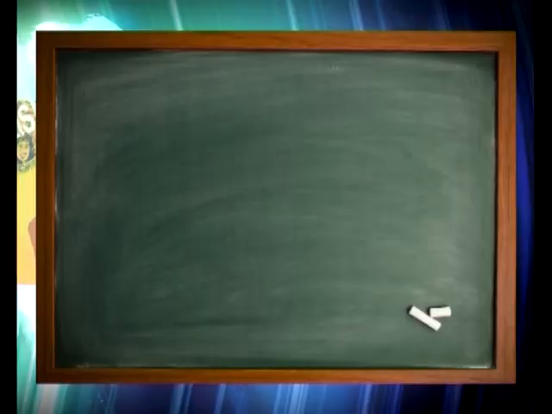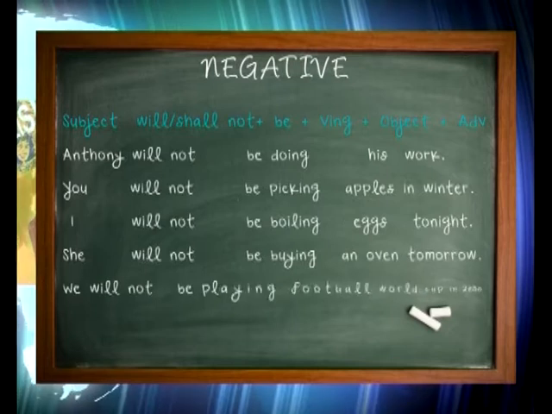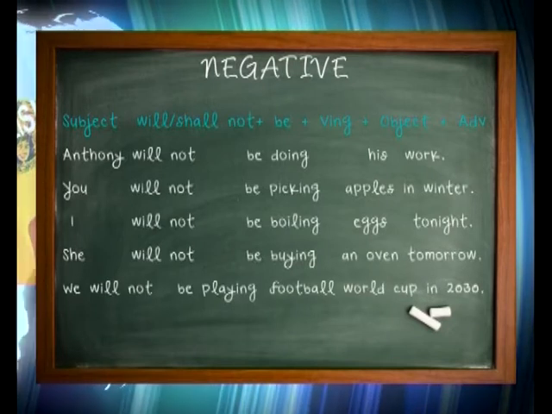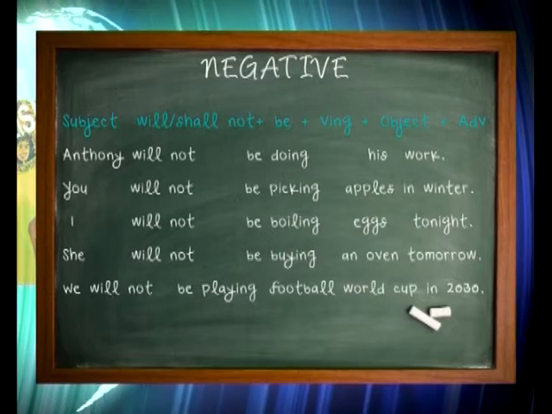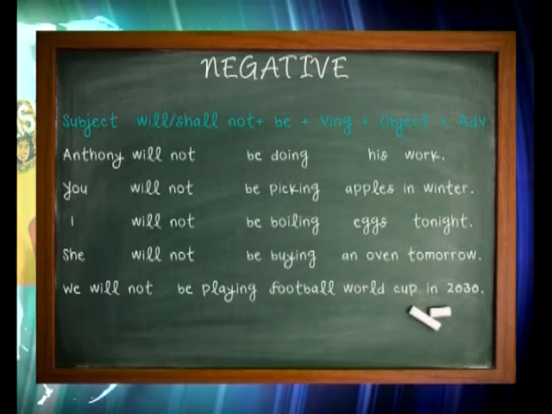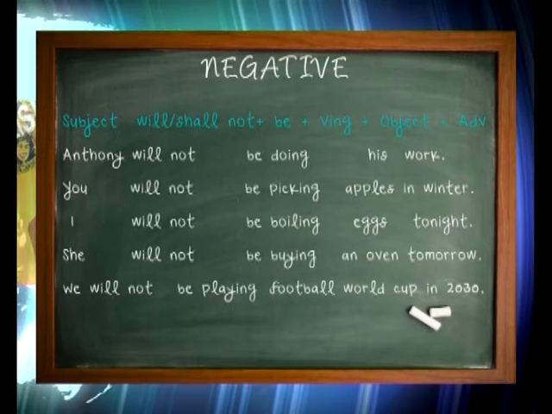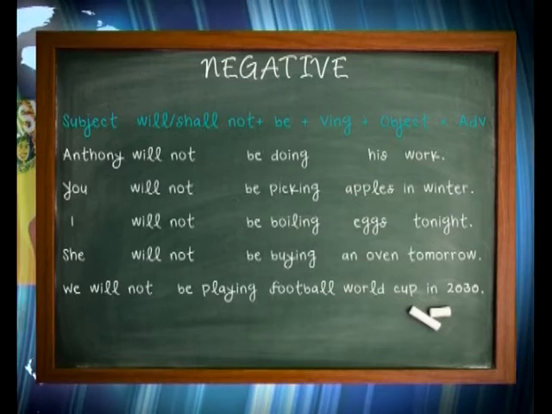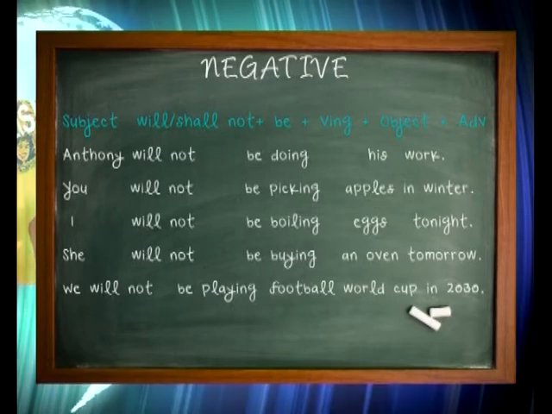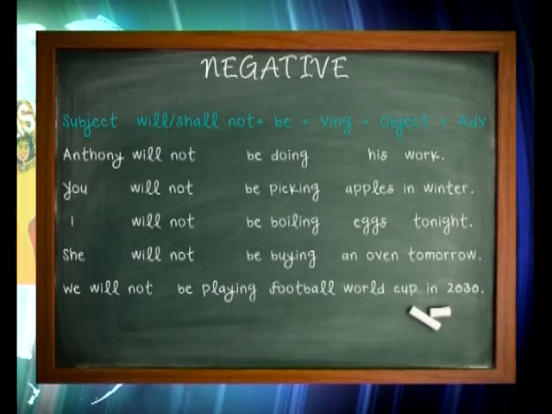We've got the next form, that is negative. Very simple, very easy. Subject plus will or shall according to the subject, and then after that we use not, and then be, as we did in positive, plus the ing form and object if needed. Or if there is no object, sometimes we can have an adverb. I'll give some examples.